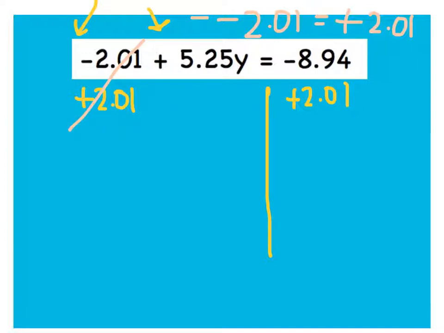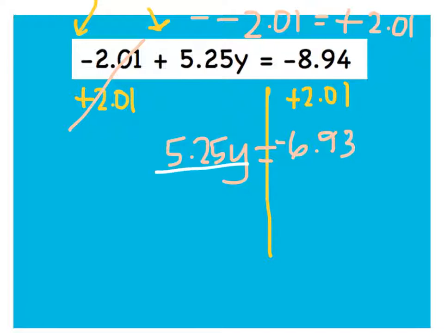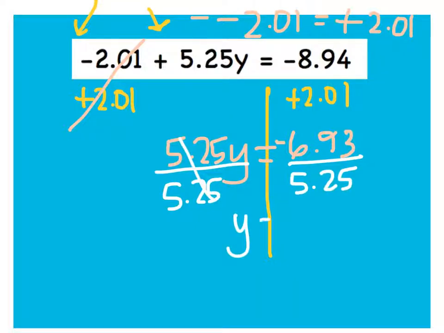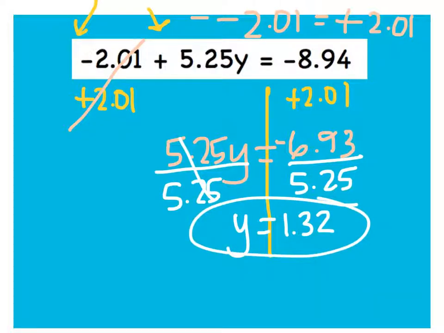Negative 8.94 plus 2.01 is going to be 6.93. And remember, we want to keep it negative 6.93. That's going to be equal to 5.25y. Then I want to divide both sides by 5.25. So I end up with y equals negative 1.32. This is our final answer.